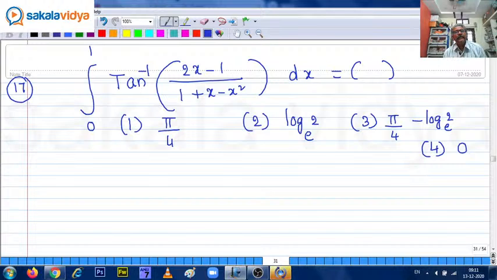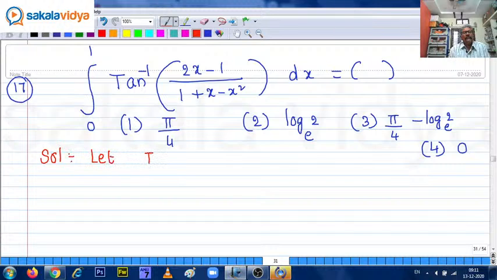This problem should be done with the help of the properties of the definite integrals. With their help, this problem can be made very easy and can be cracked in a very easy manner. Okay, first let me try myself. Just follow.